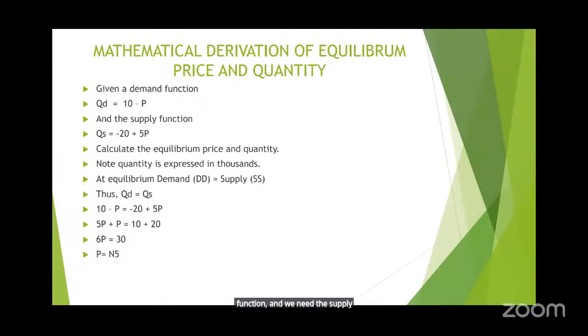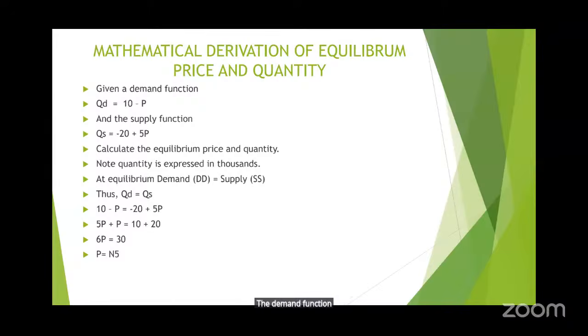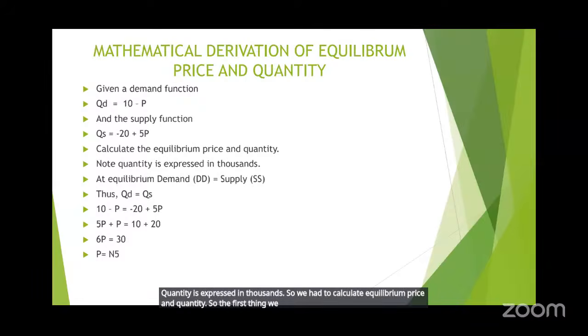And that is what has been given as a question here. It says, given a demand function, the demand function is 10 minus P, and we have a supply function, which is minus 20 plus 5P. It says, calculate the equilibrium price and quantity. Note, quantity is expressed in thousands. So we have to calculate equilibrium price and quantity.